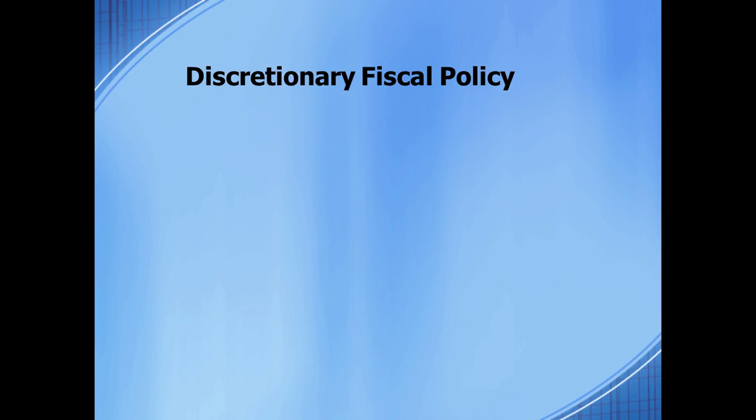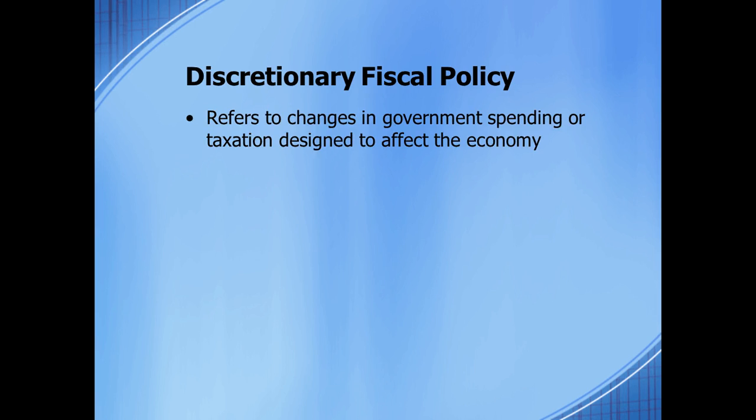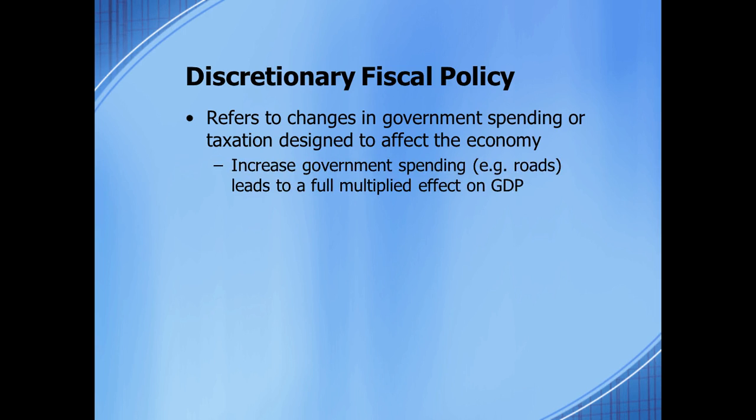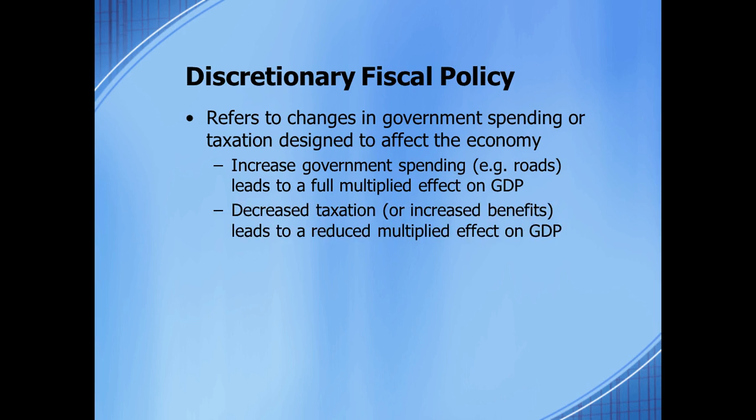If we think about discretionary fiscal policy, this is the opposite of automatic fiscal policy, and it refers to changes in government spending or taxation designed to affect the economy. So if we think about increased government spending on, say, roads, this leads to a full multiplied effect on GDP. So it's something which is specifically put in to stimulate or reduce. And if we think about something being multiplied, remember, we expect it to stimulate and expect to see the effect well in excess of the amount spent.